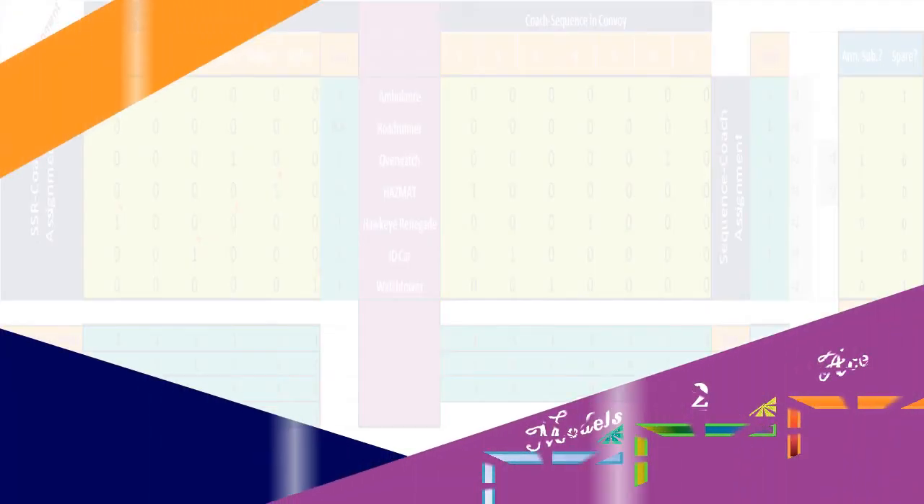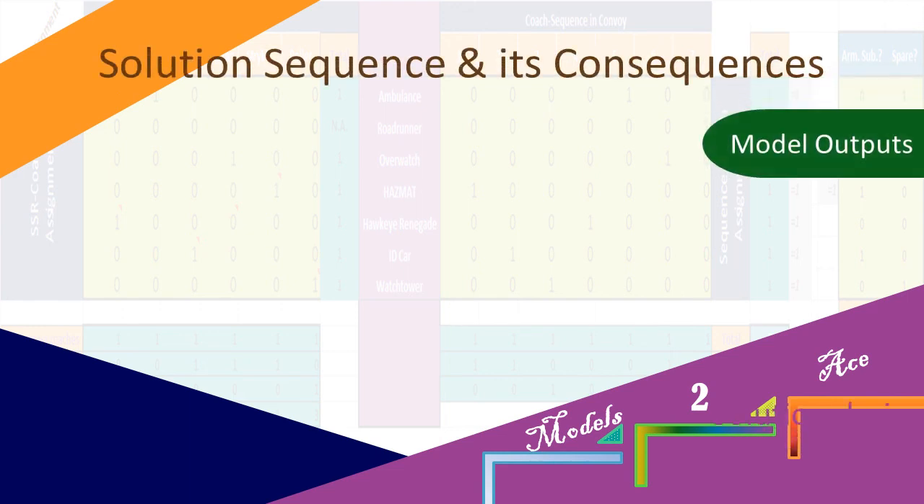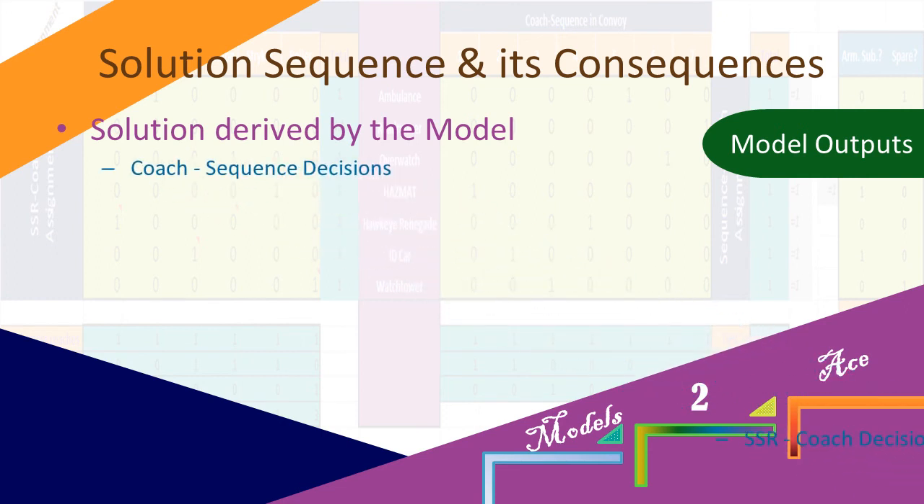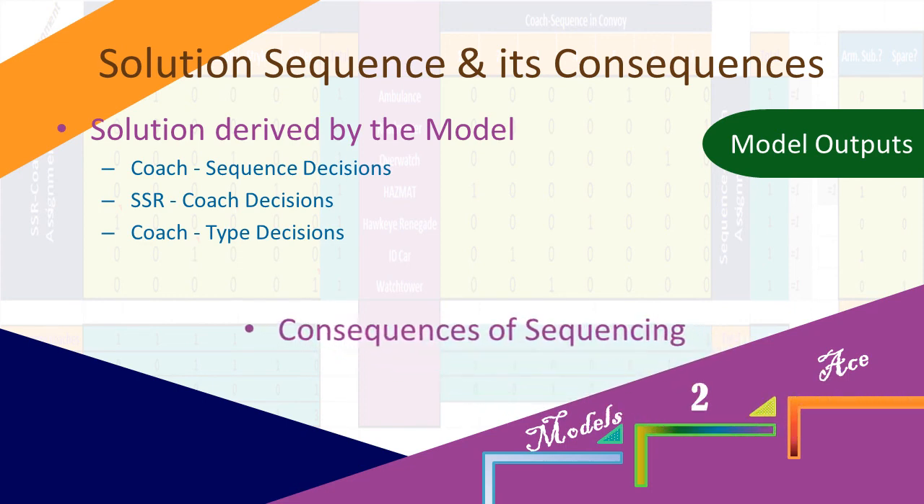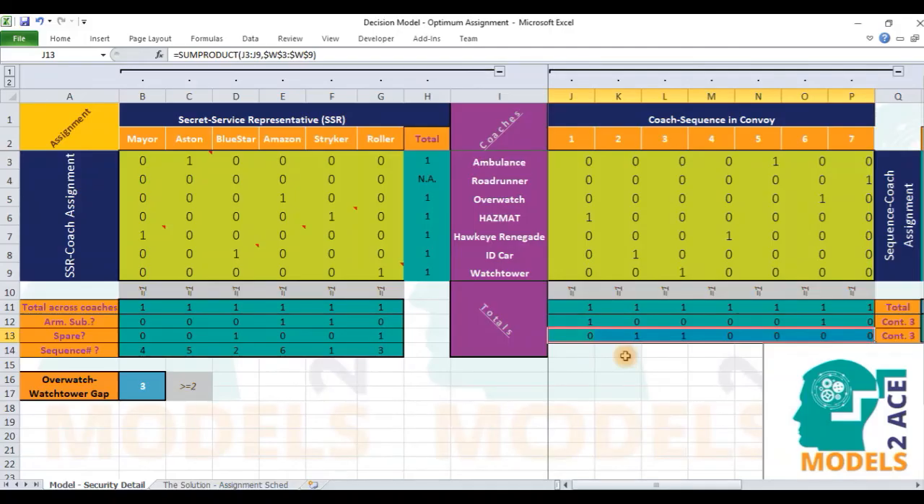The model produces 3 categories of decisions, the same as the decision variables. These are the decisions of assignment of coaches to slots in the convoy, assignment of SSR to coaches, and mapping coaches to their types. As a consequence of these decisions by the model, a group of attendant associations gets formed immediately. These are the associations between an SSR and his slot in the convoy, an SSR and the type of the coach he gets deployed to, and finally, the type of coach in a particular slot in the convoy.